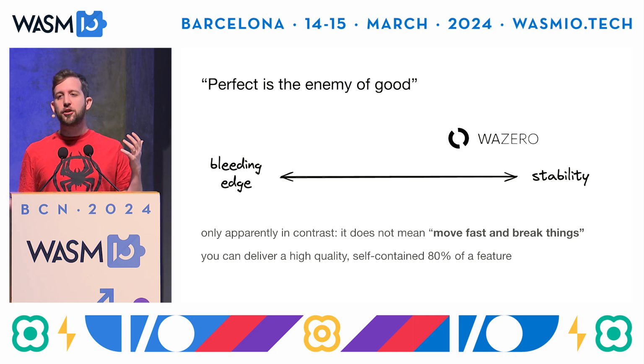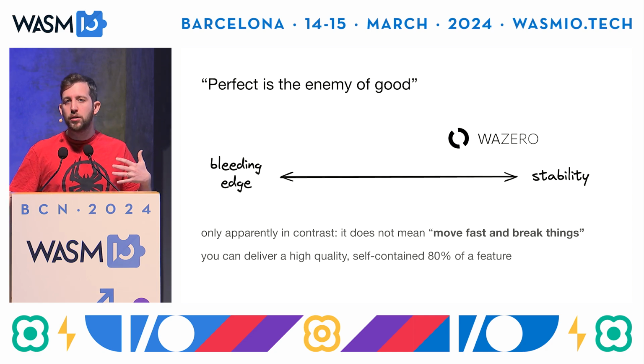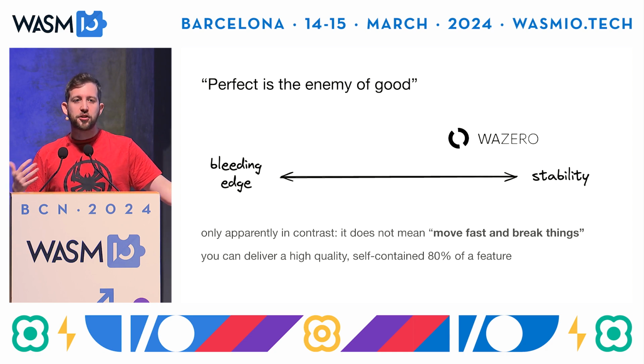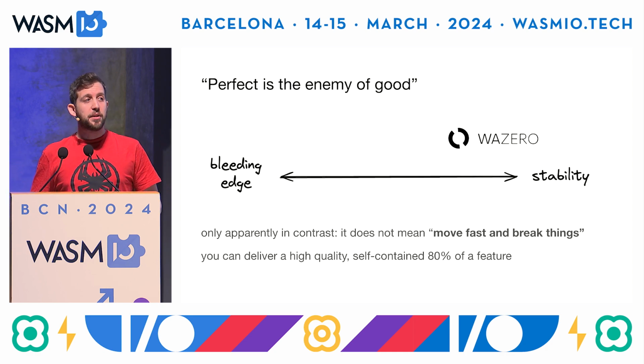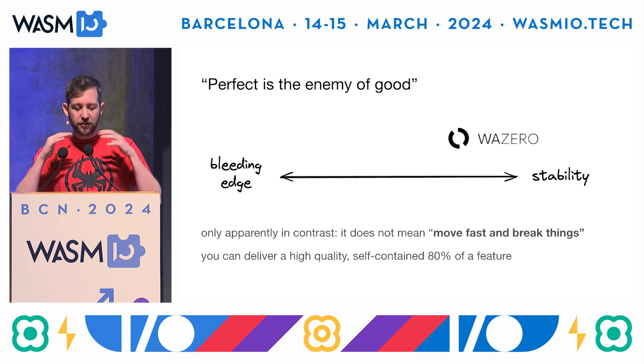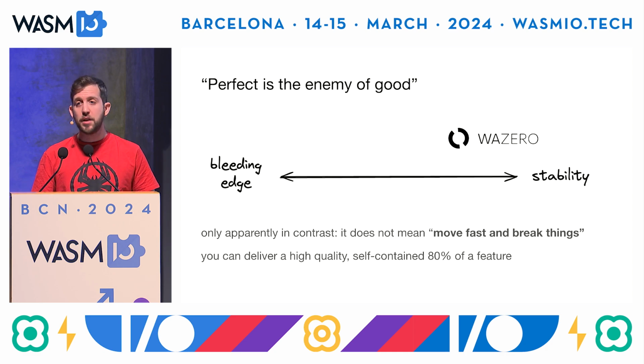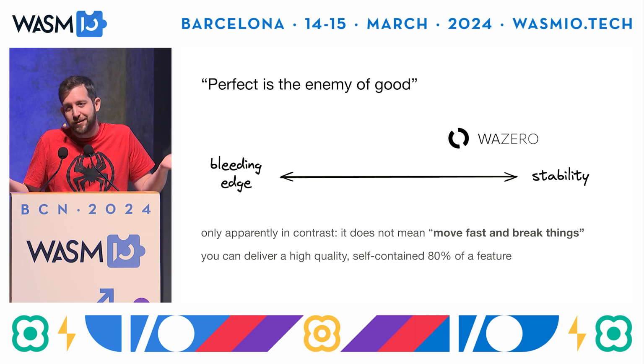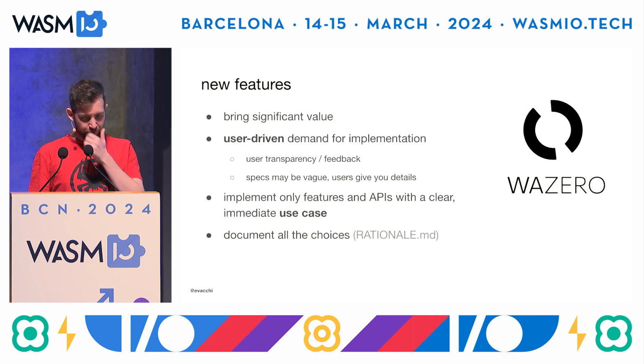So this is apparently in contrast with being stable. Delivering 80% of a feature sounds like you're being bleeding edge. But being bleeding edge means you might break stuff. And delivering 80% of a well-tested feature, self-contained, high quality, doesn't mean being bleeding edge. It means delivering a feature, and that's it. You can still be stable.